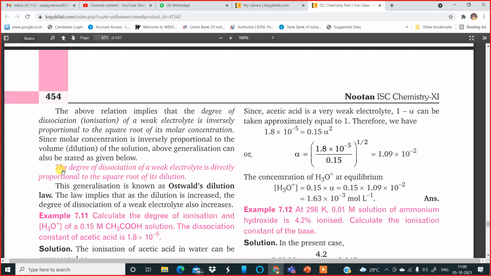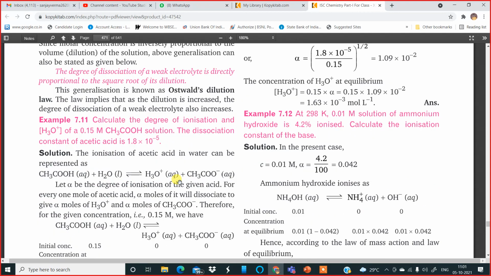Ostwald's dilution law states that the degree of dissociation of a weak electrolyte is directly proportional to the square root of its dilution. 1 by root C is called dilution, and simply C is called molar concentration. In other words, the law implies that as the dilution is increased, the degree of dissociation of a weak electrolyte also increases. So with dilution, the degree of dissociation also increases. Now, based on this, there are simple numericals to be done.